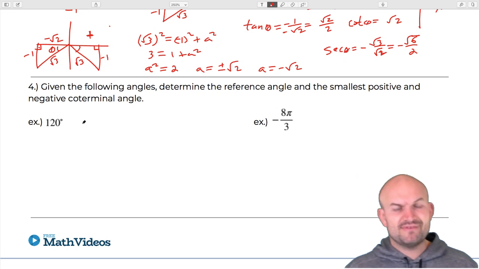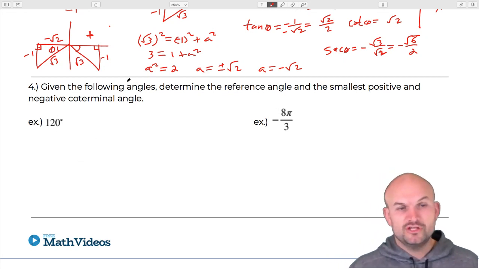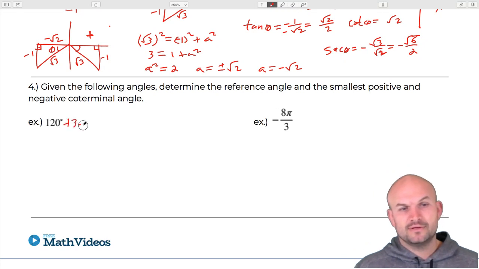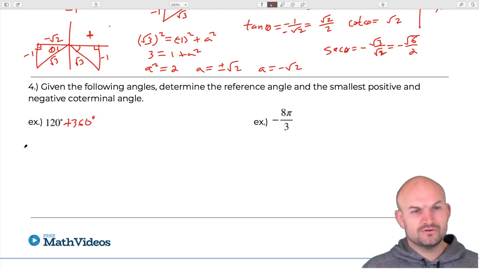So whenever you have an angle that's within 0 to 360, within a revolution, you can just add 360, and that's going to give you the smallest positive. So let's see. So my coterminal angles.